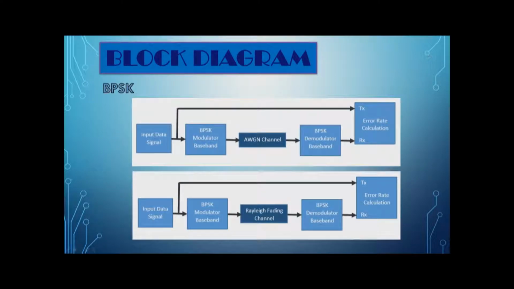Okay, for the block diagrams, this is a block diagram that we are using to simulate in MATLAB. First we have the input data signal that will pass through the BPSK modulator, and then will pass through the channel. Here we are using two channels. One is AWGN, and the other one is Rayleigh fading channel, and then it will be received by the demodulator. After that, we will calculate the error rate.